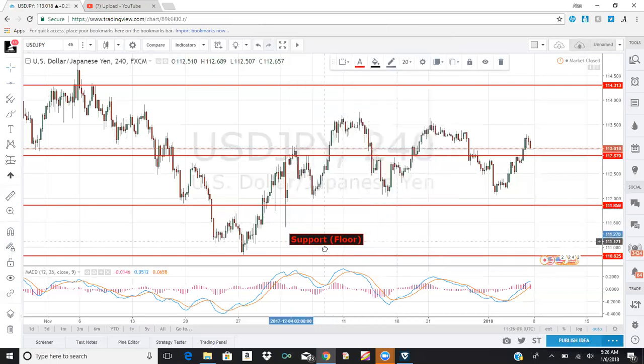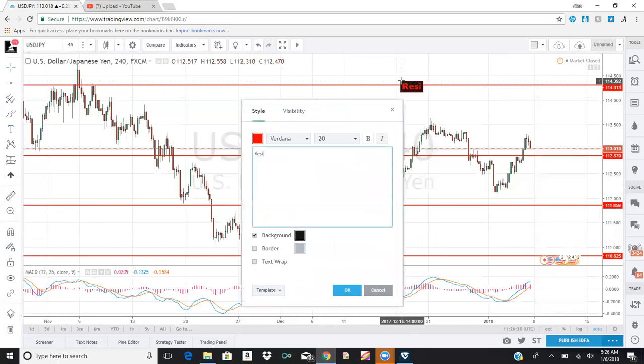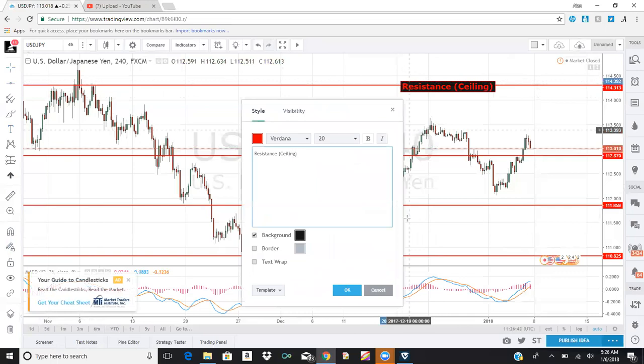So think of support as the floor, right? If you take a bouncy ball and bounce it on the ground, it's going to hit the floor, then go up, hit the ceiling, come down, hit the floor, hit the ceiling, et cetera, right? Pretty basic concept of support and resistance. So this top line is our resistance, right? If I mark it up right here, this is going to be called resistance, or the ceiling.